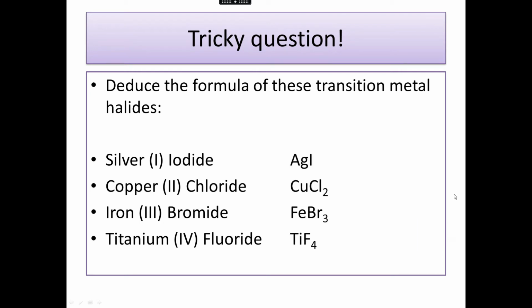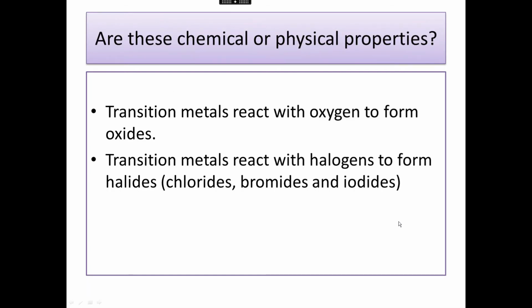Okay, let's look through the answers. Right, if iodide is 1- then silver 1+ will attract one lot of that, it will be AgI. Copper is 2+, it will attract 2 lots of chloride, CuCl2. Iron is 3+, it will attract 3 lots of bromide, FeBr3. If titanium is in oxidation state +4, it can attract 4 lots of fluoride, TiF4. It always gets more difficult when we start including formulas and equations.